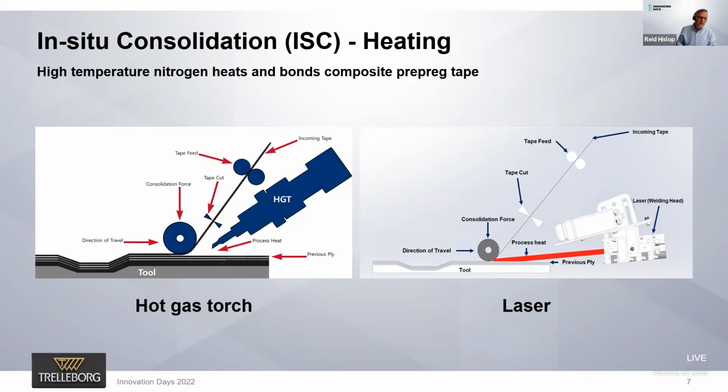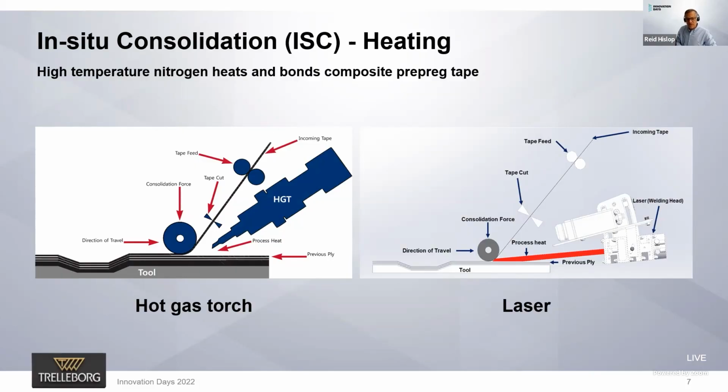So not only are we heating the incoming tape, but we're also bringing up the previous ply up to its melt temperature as well. And in doing so, we can provide a compaction force here and basically melt bond this incoming tape with the prior substrate. So depending upon the complexity of the tool, we're able to manufacture net new parts in this regard.